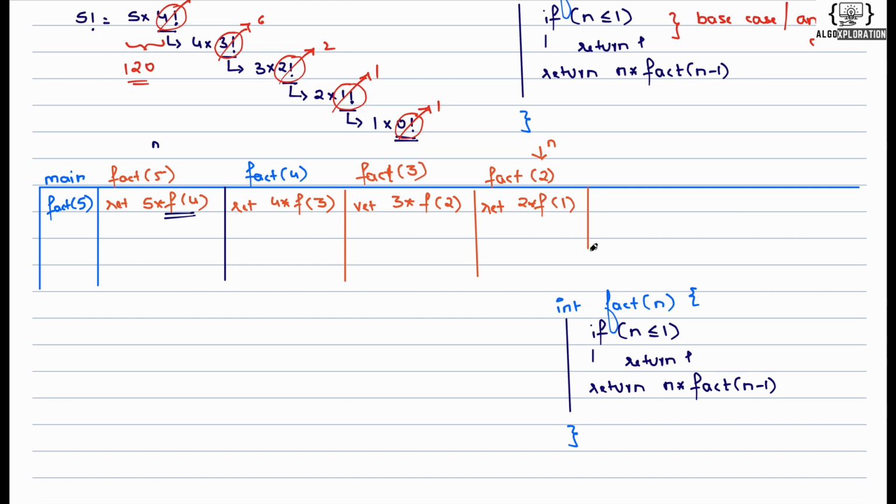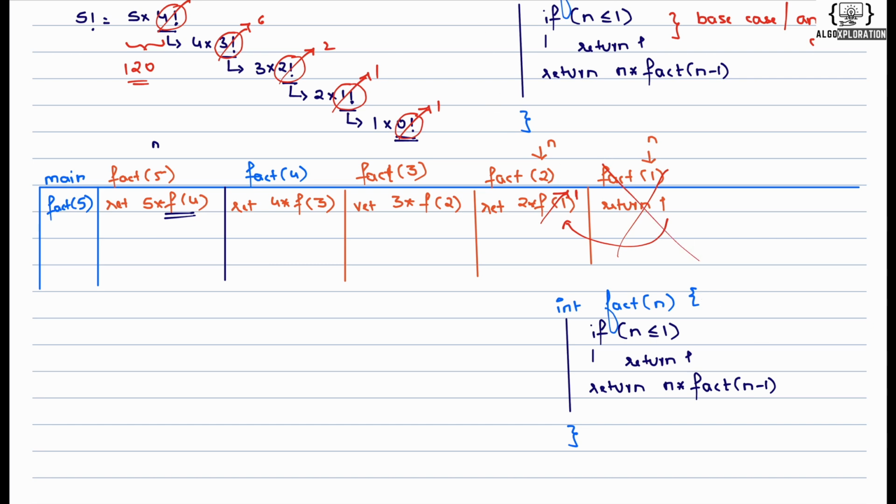Again there is a function calling. So fact of 1, here the value of n is 1. So again it will check whether n is less than or equal to 1. Yes. So return 1. So the value of f of 1 here is 1. So this will be returned, and due to that it has been returned successfully, so this will be popped off.